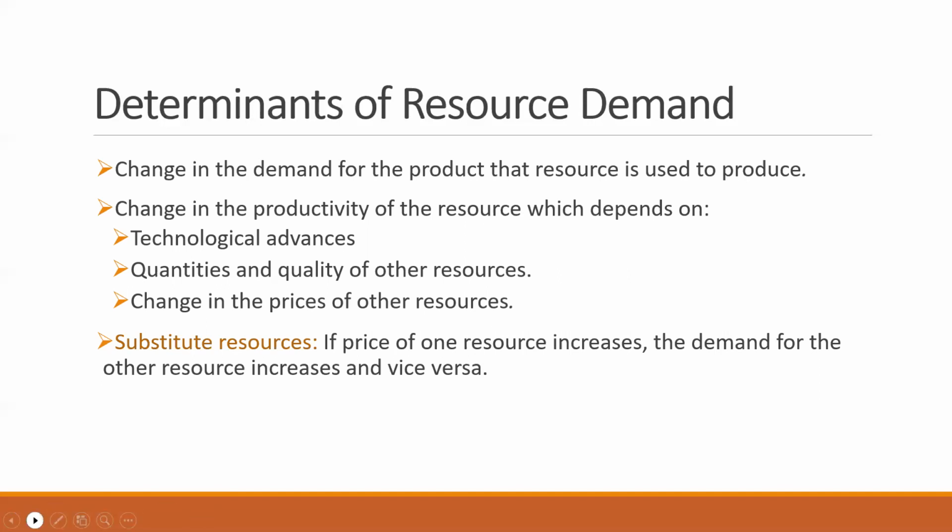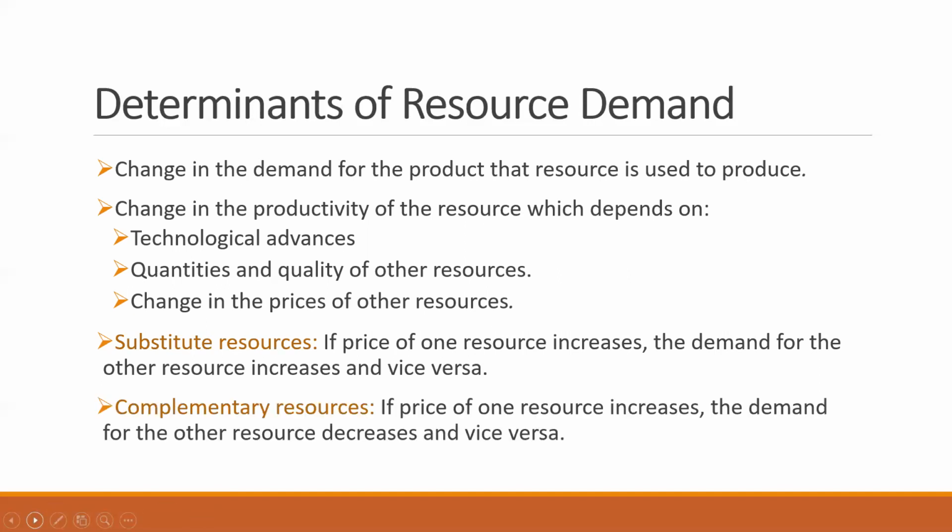There is a second type of resources, what we call complementary resources. That means these two resources are used together, such as a truck and truck driver, or a computer and computer technician. So if the price of one resource increases, automatically it causes demand for the other resource to decrease. So once you have these determinants, if a condition is given, you should be able to recognize how it is affecting that particular condition.